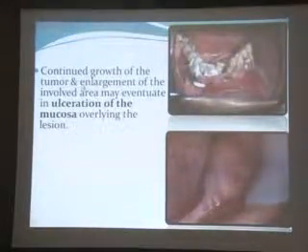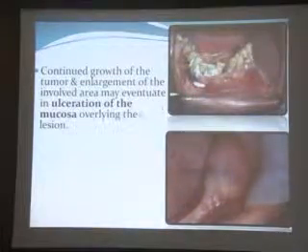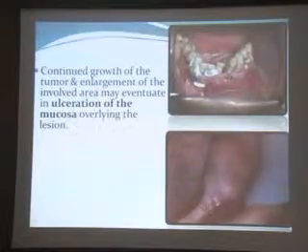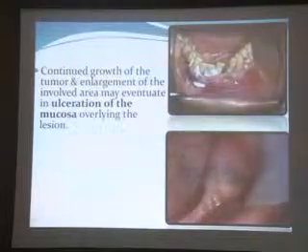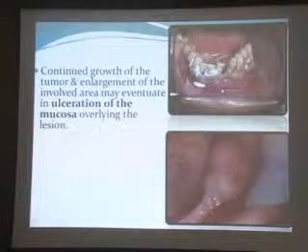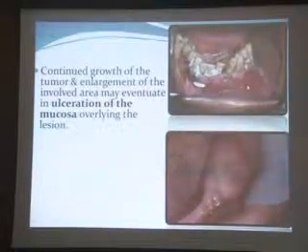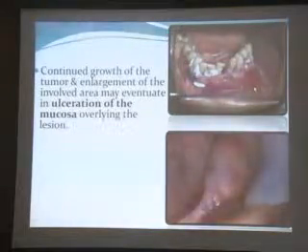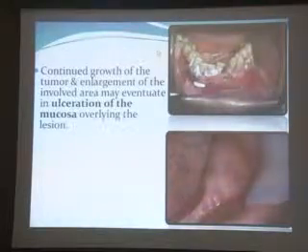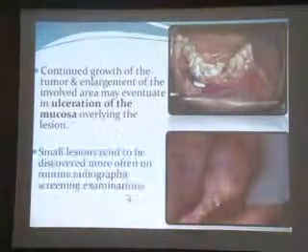Next, the continued growth of the tumor and enlargement of the involved area may eventuate in ulceration of the mucosa. As can be very well appreciated here, the tumor is showing bony enlargement in the anterior region of the mandible, where you can see slight surface ulceration. You can appreciate the redness of the inflamed area. If the tumor is large enough, sometimes it may come to the surface, and there you can appreciate the surface ulcerations.